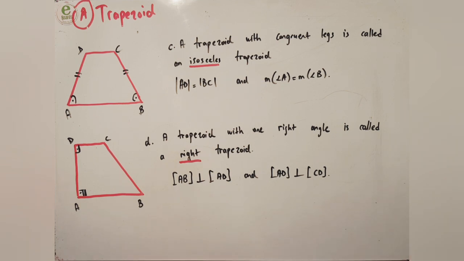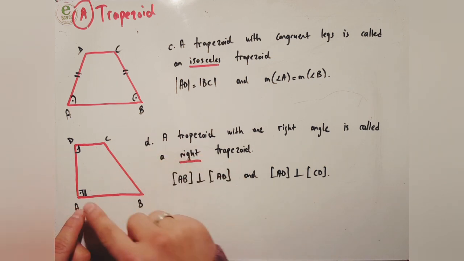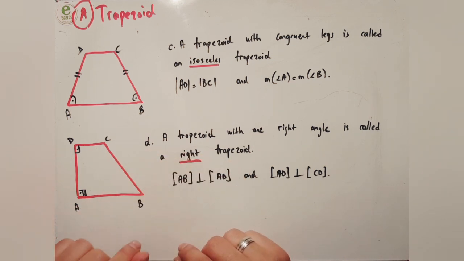Another type of trapezoid is the right trapezoid. A trapezoid with one right angle is called a right trapezoid. Here AB is perpendicular to AD and AD is perpendicular to CD.